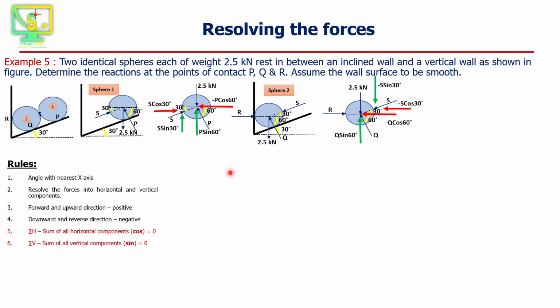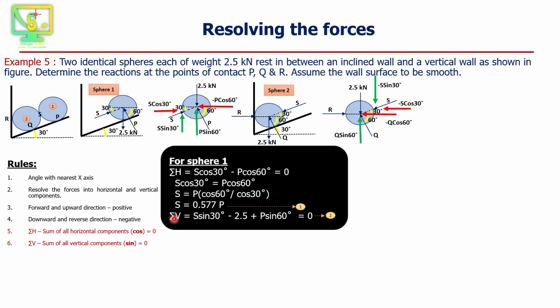Now we have to resolve all the horizontal components in sphere 1, which is equal to 0. If we take all the horizontal components, S cos 30 minus P cos 60, which is equal to 0. And by solving this, we get one equation, S is equal to 0.577P. We can take this as equation 1.